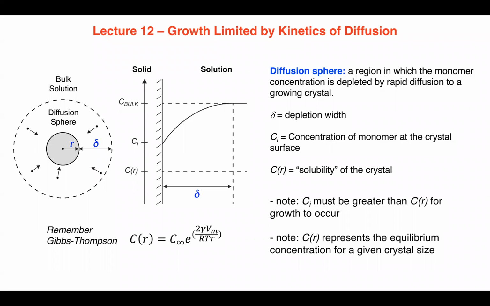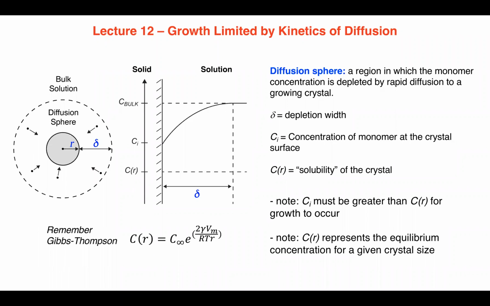So the crystal is chewing up the monomers faster than they can get replaced, and the concentration of monomers around the crystal drops. This creates a depletion of monomers nearby, a drop in concentration. And the region around that crystal where the monomers are and that concentration is dropped is called the diffusion sphere. It is labeled with a dimension delta here.